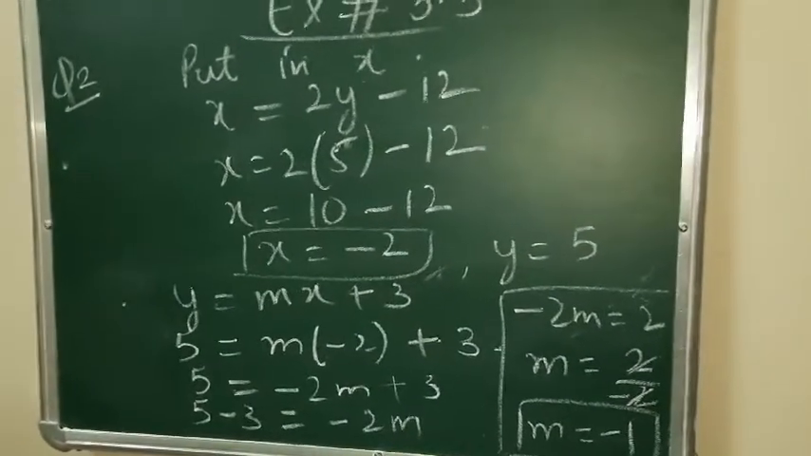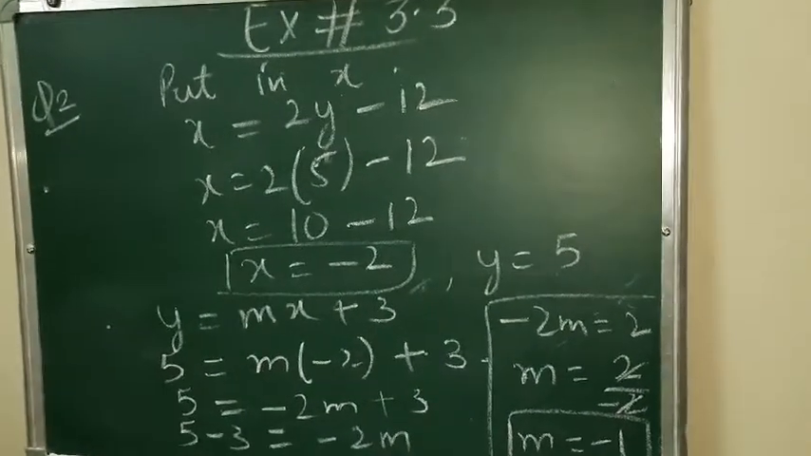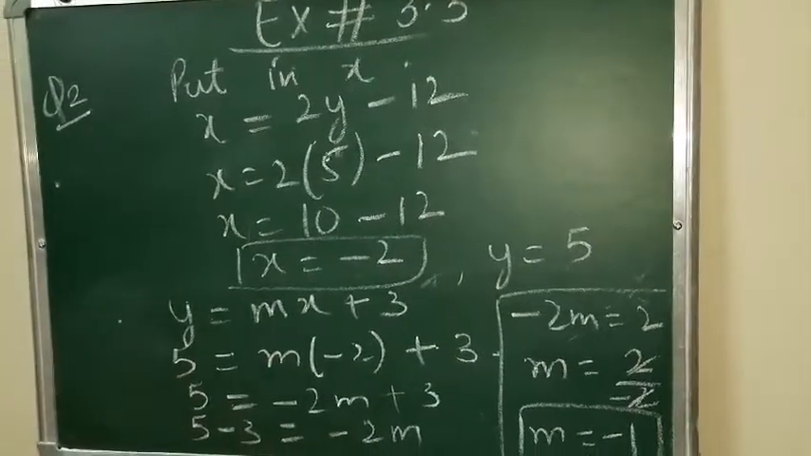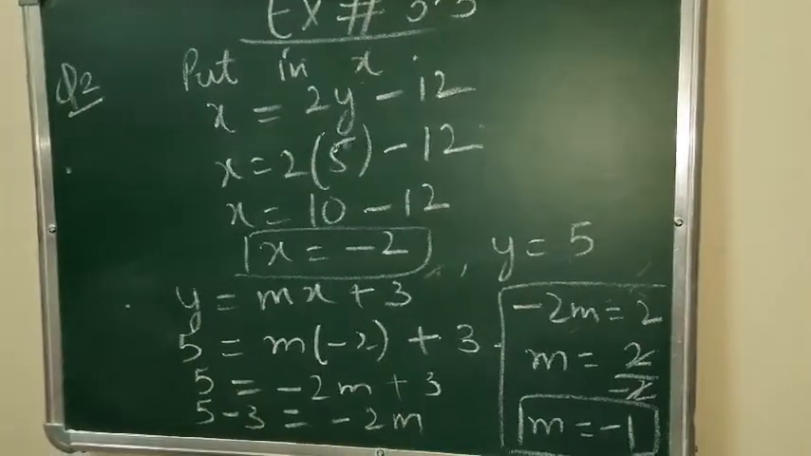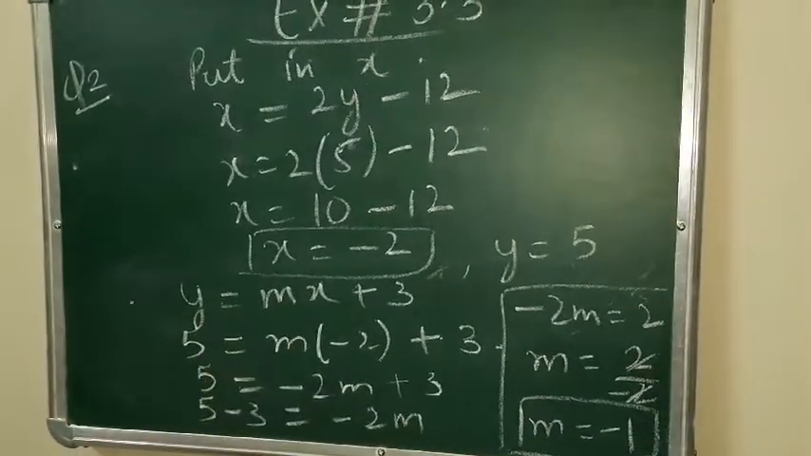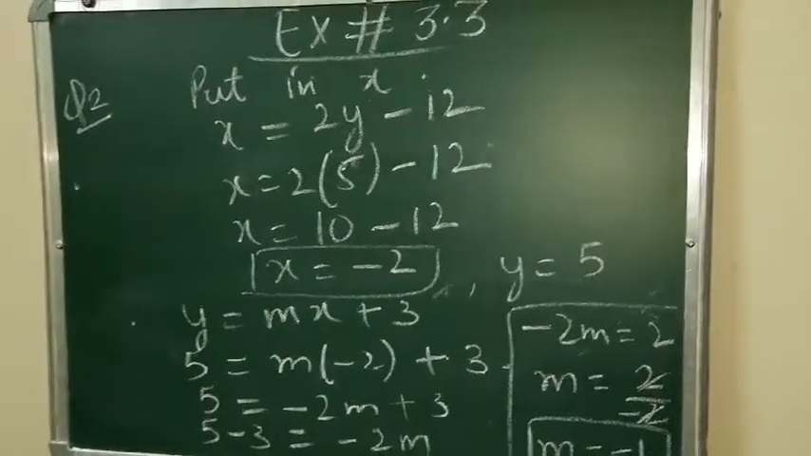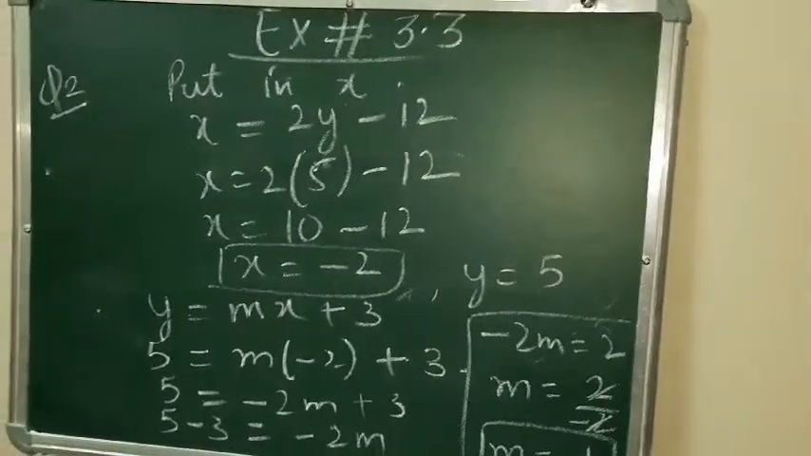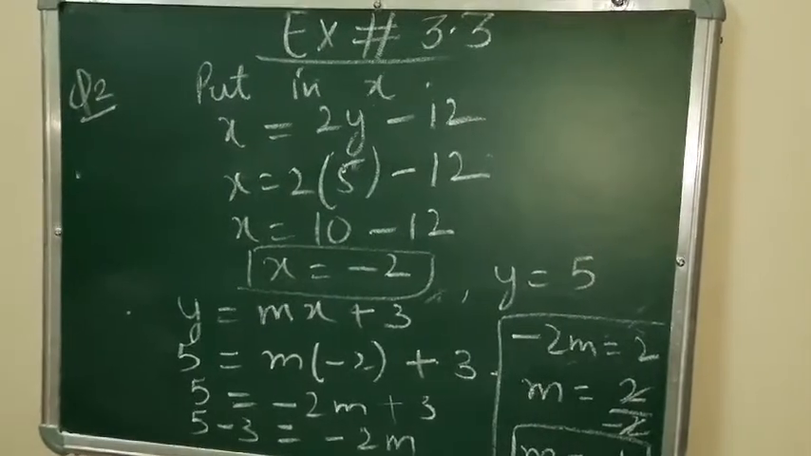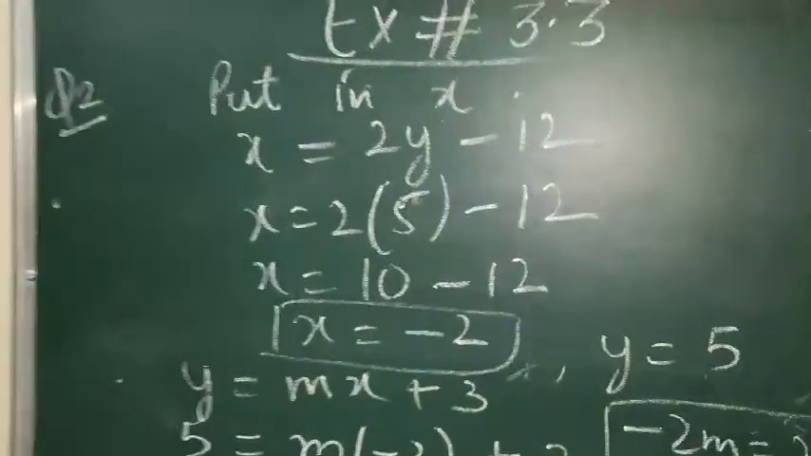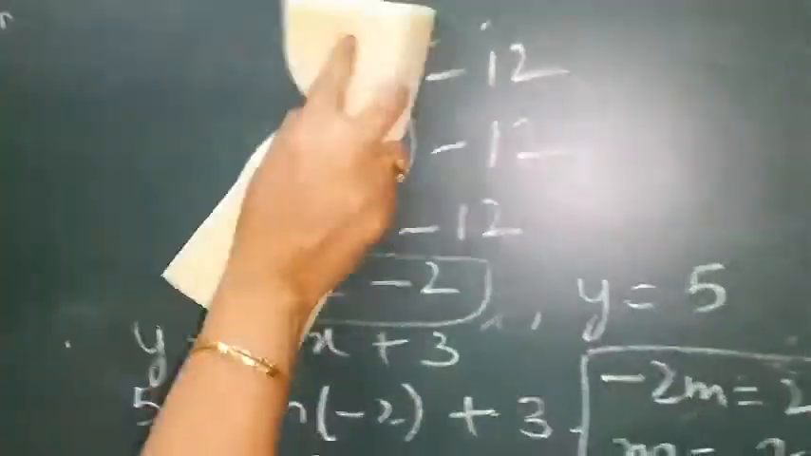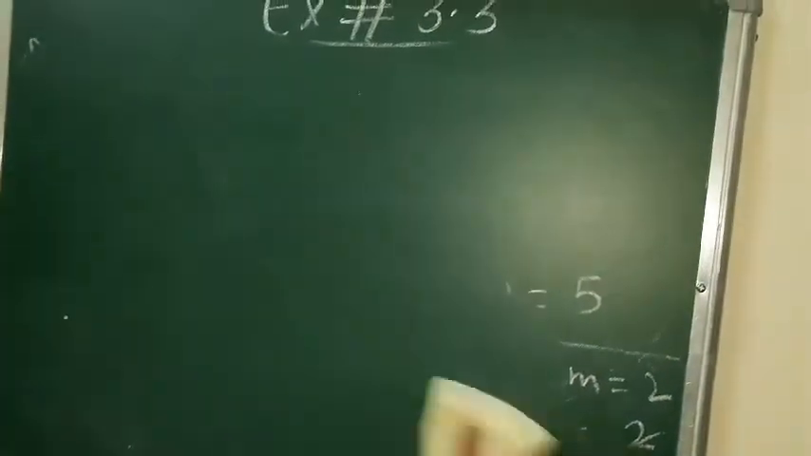So I hope this question is clear. First we have found the value of x and y by the substitution method, and after finding the value of x and y, we have just put it in the equation y is equal to mx plus 3. Now question number 3 of your book is word problems, and we'll now be doing word problems by using the substitution method.